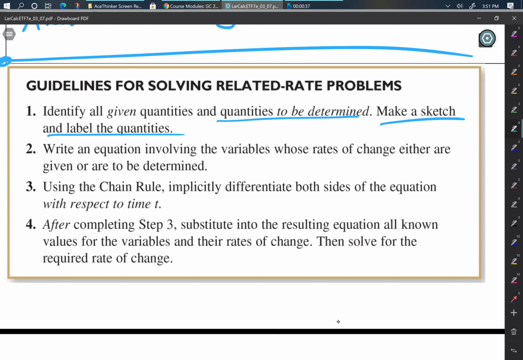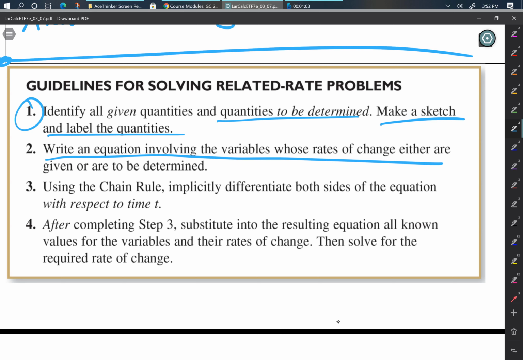And then somehow use that information from part 1 to write some sort of an equation that involves those variables whose rates of change are either given or are to be determined. So you write some sort of an equation. So this is going to require you to dig into your knowledge base. So there's volume problems and area problems and surface area problems. In general, though, these are mostly going to be things that you should know formulas for, okay?